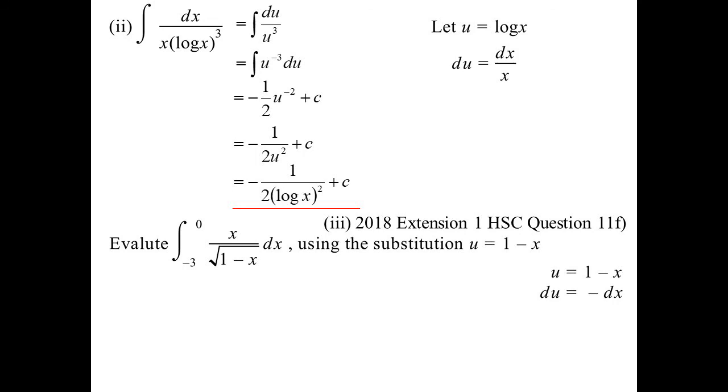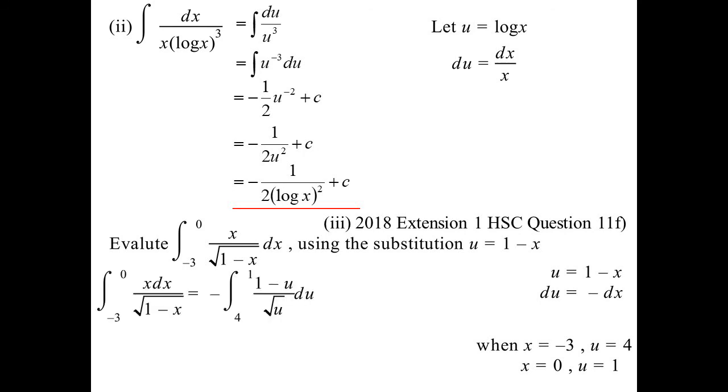So we also have to substitute for those limits. The limits they've given us refer to x. Our new integral refers to u. So let's see what happens to the limits. When x is -3, u becomes 4, and when x is 0, u becomes 1. So let's substitute in completely. We end up with minus the integral from 4 to 1 of (1 minus u) on root u du.